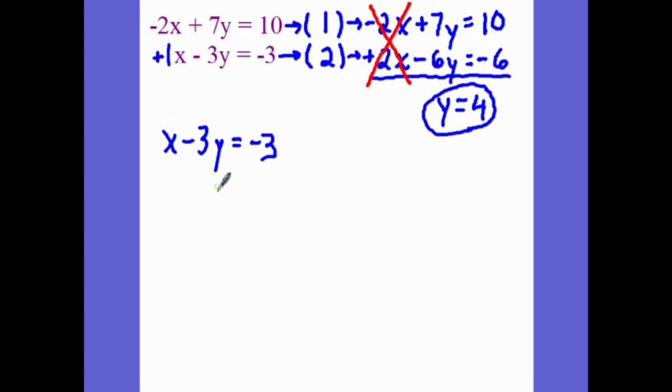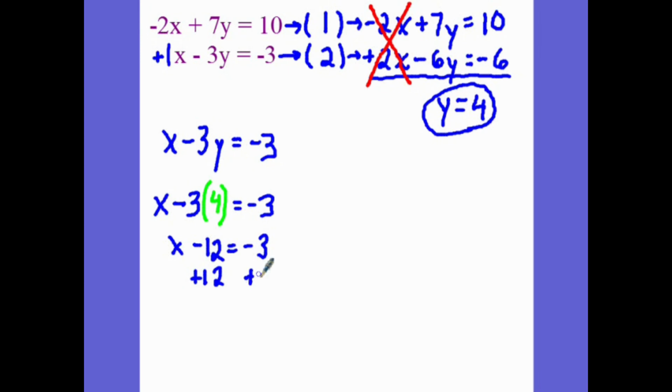So instead of y, I'm going to put 4. I always put it in parentheses, just in case. Next, x minus 3y, we already replaced with 4, and then equals -3. Your next step is just to solve. So 3 times 4 is 12, so we have x minus 12, and then you add 12 to both sides. So you get x equals 9.